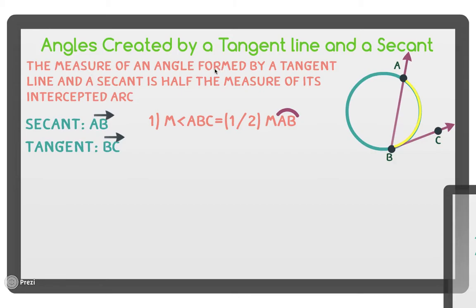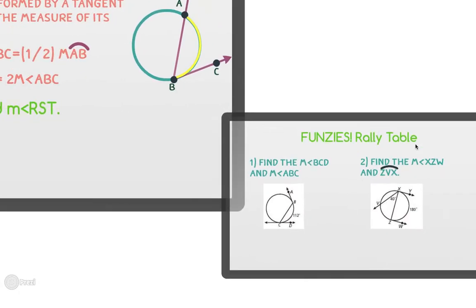Okay, so the measure of the angle formed, so the measure of this angle is going to be half the measure of its intercepted arc. So the measure of angle ABC is going to be half the measure of the intercepted arc, which in this case is arc AB. Or we could reverse that statement. If you know the intercepted arc, you halve that bad boy to get the angle. And if you know the angle, you double that bad boy to get the measure of the intercepted arc. Okay, so that is the first property we're going to be applying.